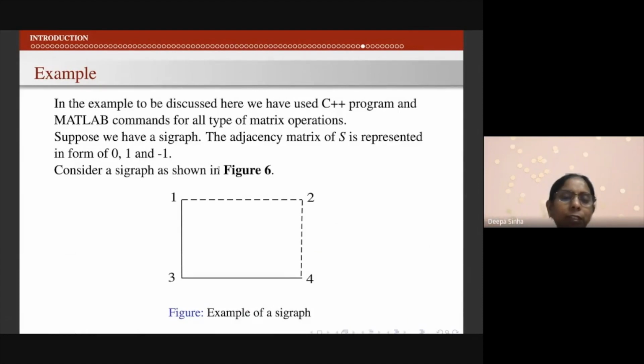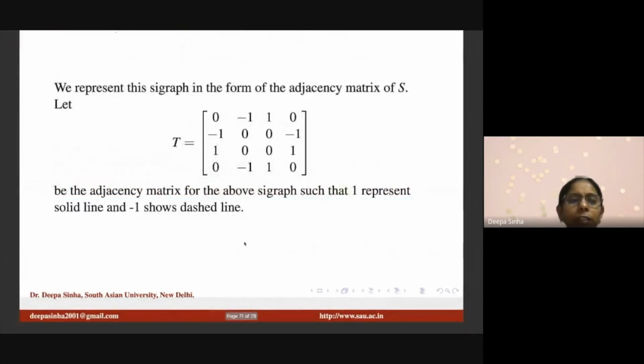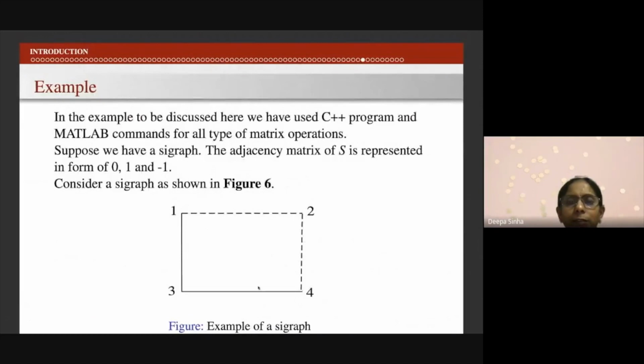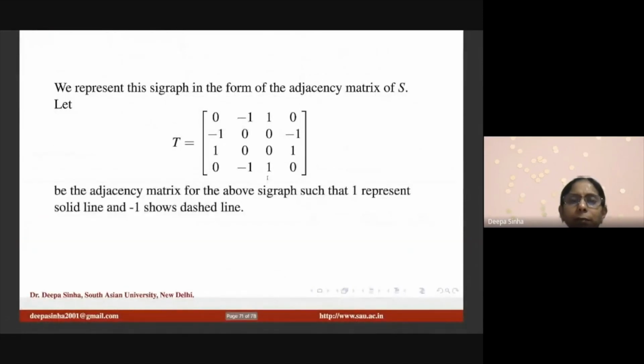And one can see with this example, suppose you have this network, the simplest network, and you want to transfer this. First of all, you will convert it into an adjacency matrix. So this is 1 2 3 4, which can be converted into an adjacency matrix. This will be the corresponding adjacency matrix.